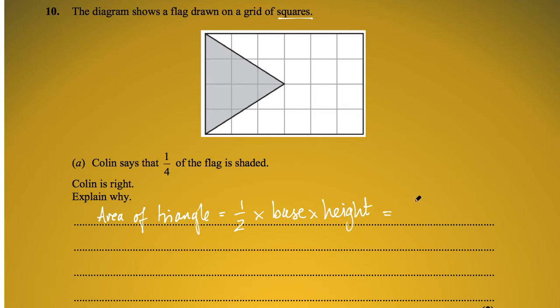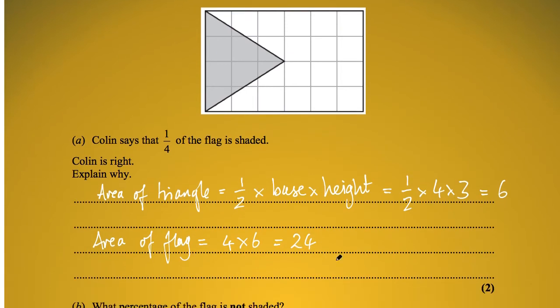So half times 4 times the height of 3. That's 6. Area of flag equals, we've got 1, 2, 3, 4, 5, 6 squares along and 4 squares high. 4 times 6. So we've got 24. And finally, 6 out of 24 equals 1/4. Quarter of the flag is shaded.